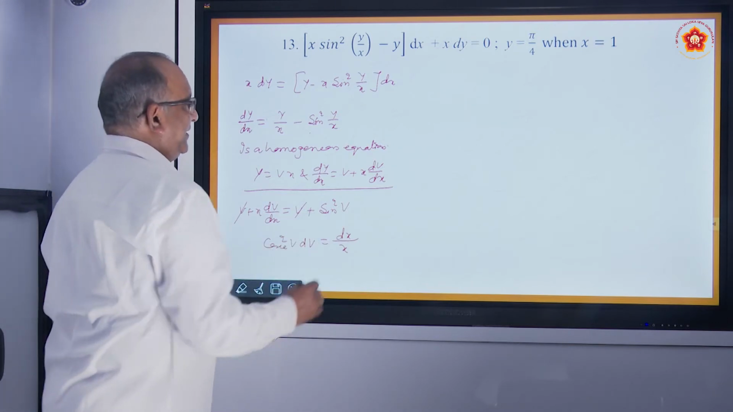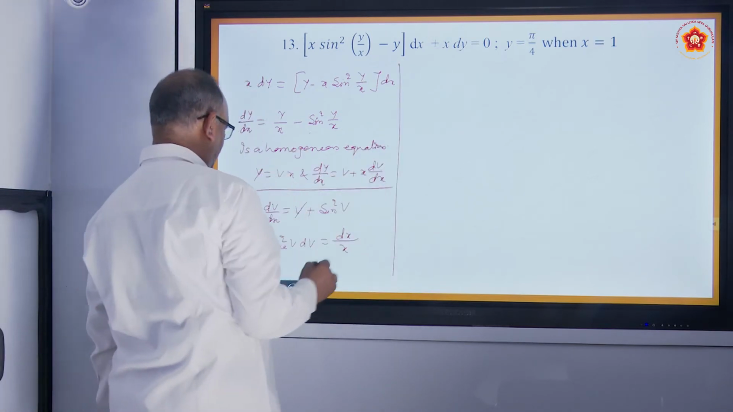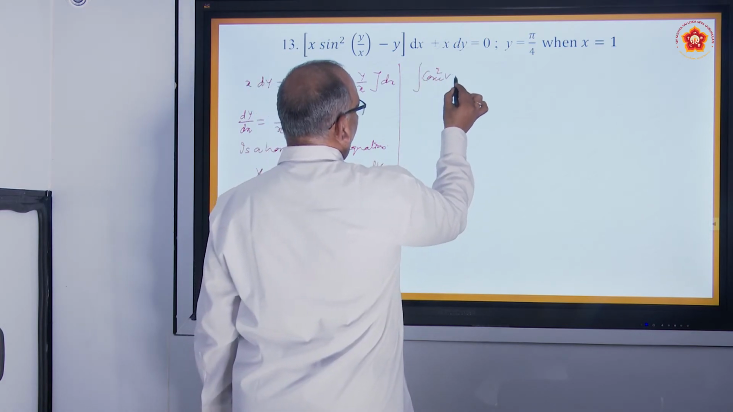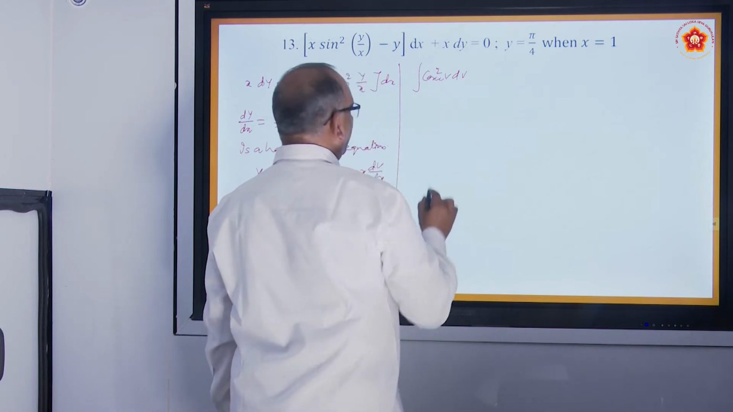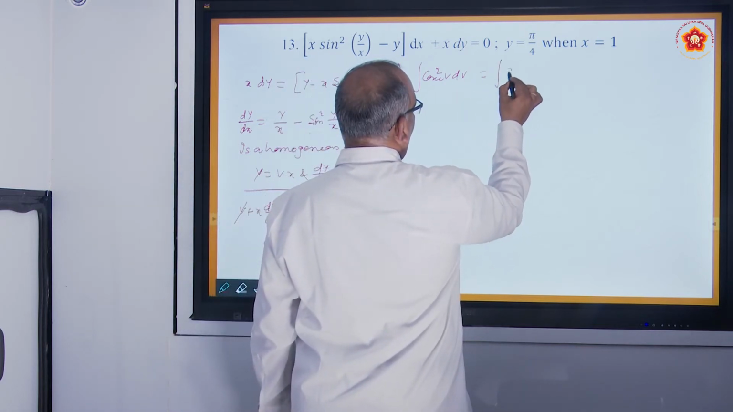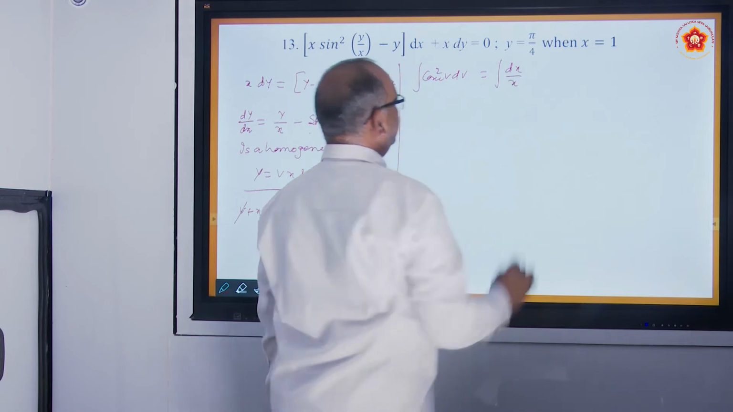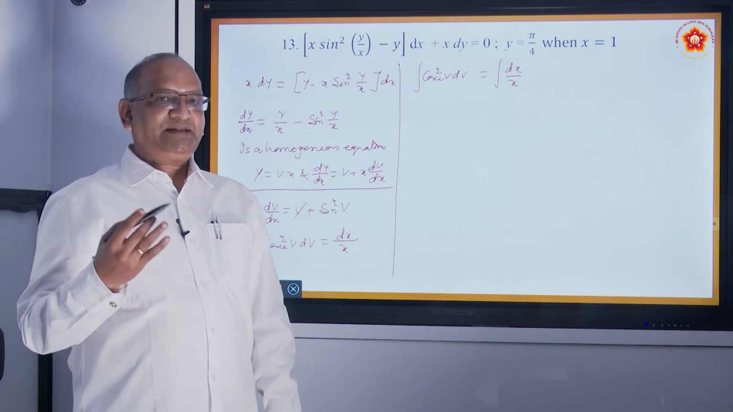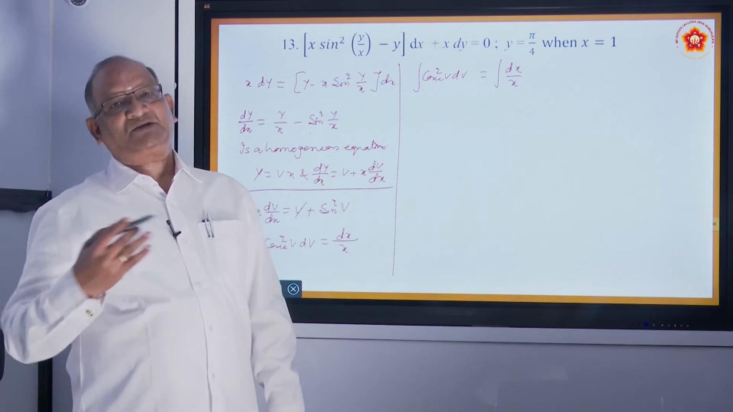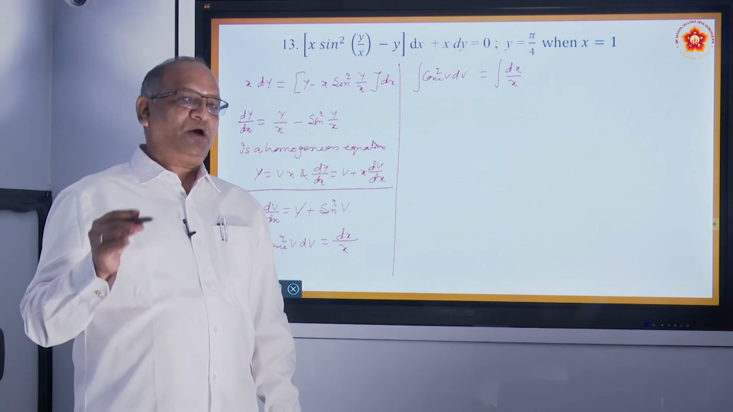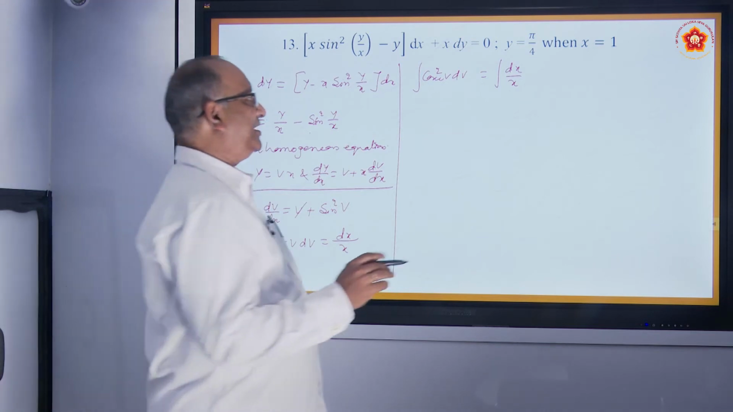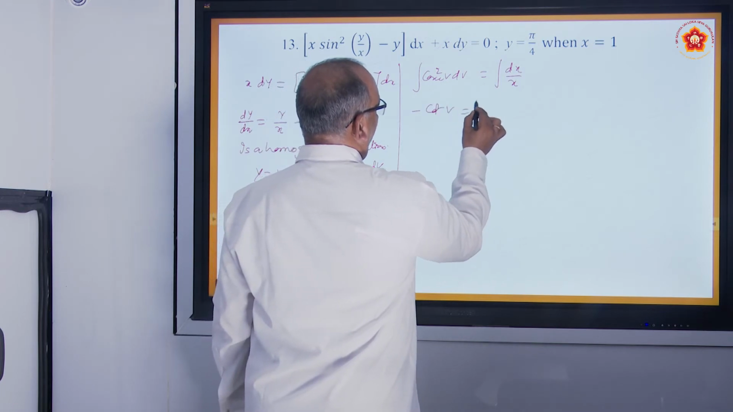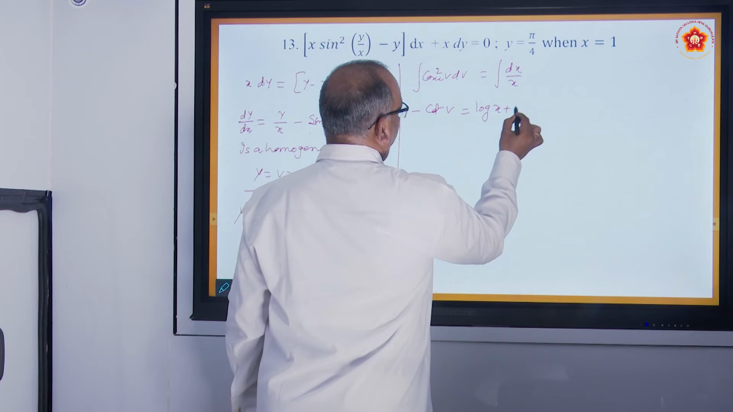Now, this can be integrated to find the solution. So, write integral of cosec square v dv equal to integral of dx by x. What is integral of cosec square v? We know that the derivative of cot x is minus cosec square x. So, integral of cosec square v will be minus cot v equal to log x plus c.